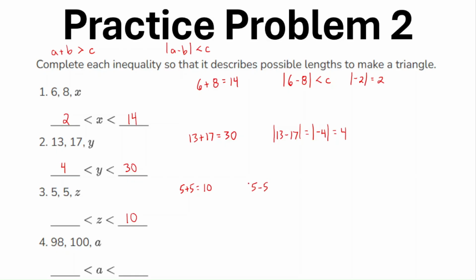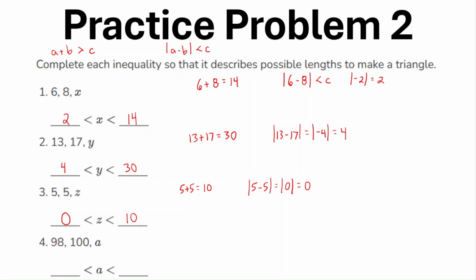5 minus 5, the absolute value, that's the absolute value of 0, which is 0. So obviously a side length has to be greater than 0, otherwise it doesn't exist. And if I add 0 to 5, I get 5, so I really just have one line on top of the other with nothing left over to pop out and form the triangle.